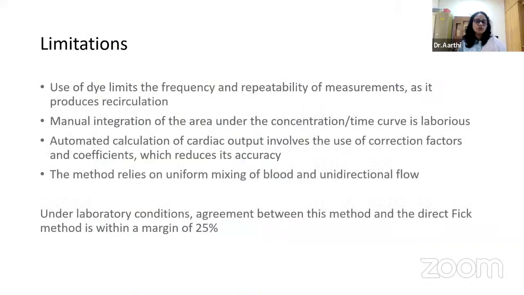So what are the limitations of these thermodilution techniques? The use of dye limits the frequency and repeatability of the measurements, and manual integration of the area under the curve is laborious. Automated calculations of cardiac output involve correction factors and coefficients, which reduce its accuracy. This method relies upon uniform mixing of the blood and unidirectional flow. When these are altered, the cardiac output is not directly proportional. Under laboratory conditions, it is similar to within a margin of 25% to the direct, fixed method of measuring the cardiac output.